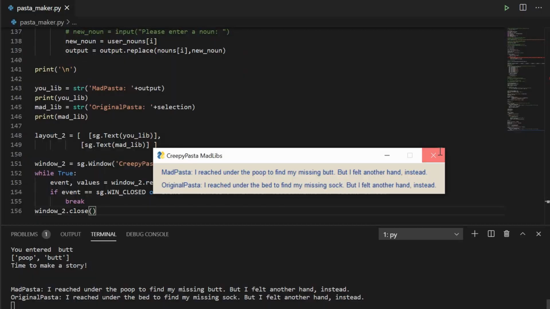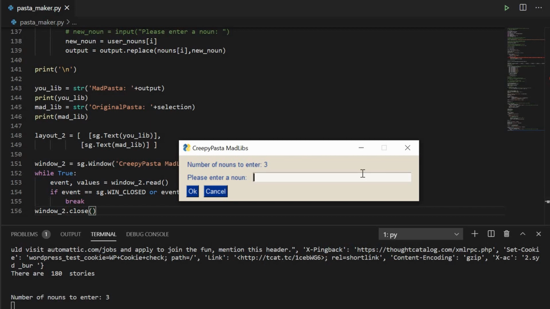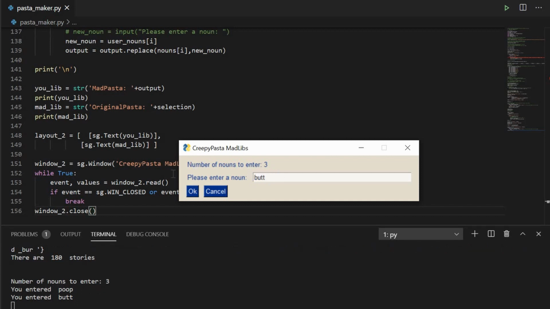Okay. Let's try another one. This time we got three nouns. Can't go wrong with poop. And, but! And, third one.